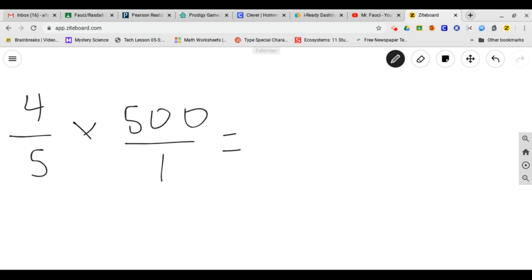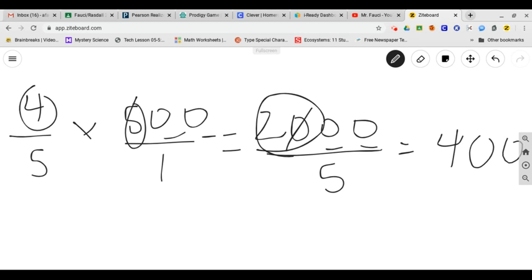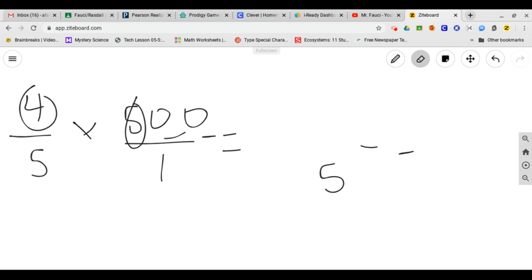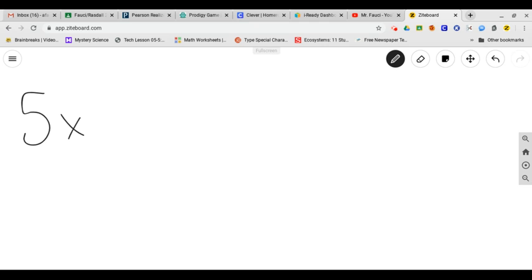Okay, so let's do 4/5 times 500. We're going to do 4 times 5 first to get 20, and then add 2 zeros. So that's going to give me 2,000 over 5. Now remember, I'm doing 20 divided by 5 to get 4, so this 0 is out, and then I have the 2 left over, so there's another 400. So again, real easy, like we've been doing. Nothing new, nothing crazy. The steps are very simple. Let's try 5 times 2/3.